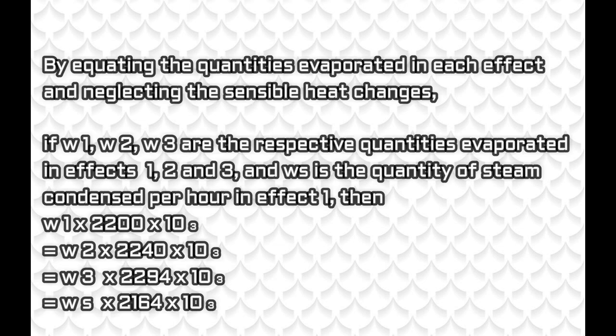By equating the quantities evaporated in each effect and neglecting the sensible heat changes, if W1, W2, W3 are the respective quantities evaporated in effects 1, 2 and 3, and Ws is the quantity of steam condensed per hour in effect 1, then we get this equation: W1 times 2200 times 10 to the power of 3 equals W2 times 2240 times 10 to the power of 3 equals W3 times 2294 times 10 to the power of 3 equals Ws times 2164 times 10 to the power of 3.